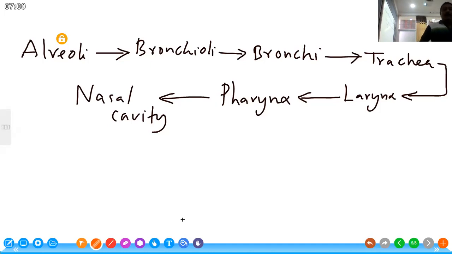Right. Let us move to the second stage of respiration. Process of respiration. I told you this is a series of processes. Second stage. What was the second stage? The gas exchange occurs in alveoli.